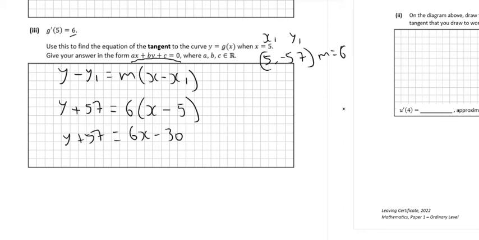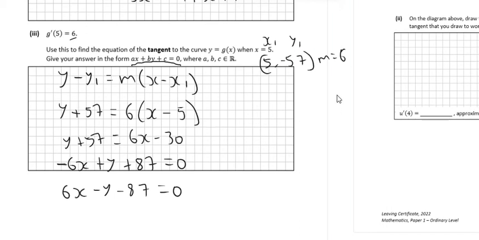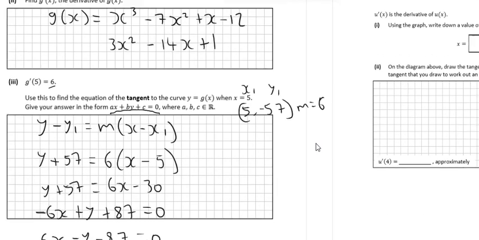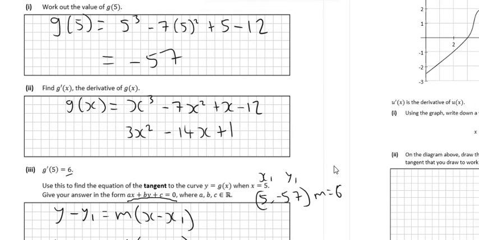We need everything on the left hand side. So we subtract 6x from both sides, plus y. Move over the minus 30, or add 30 to both sides, and we'll get plus 87 there. And then that's it. You can multiply across by minus 1 if you want and get 6x minus y minus 87 equals 0, just so you don't have a minus x coefficient, but it doesn't really matter. So that's the answer to that part. That's all of part A done.